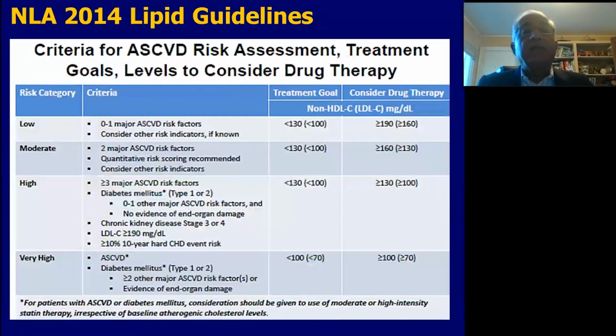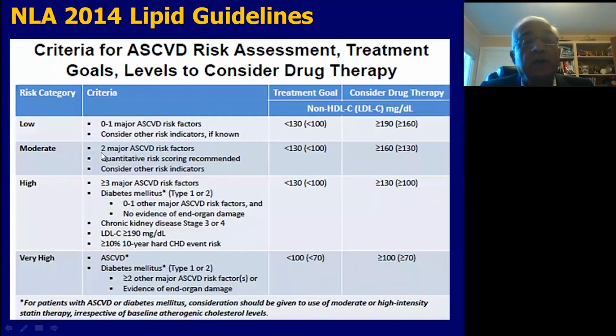Okay, as I mentioned, not all well-known organizations follow this paradigm, and many organizations like the European Society of Cardiology and the National Lipid Association in the US, shown here, still follow the older guidelines, which have been revised to point out that you should go by the number of risk factors and go by the treatment goal, both LDL goal and the non-HDL cholesterol goal.